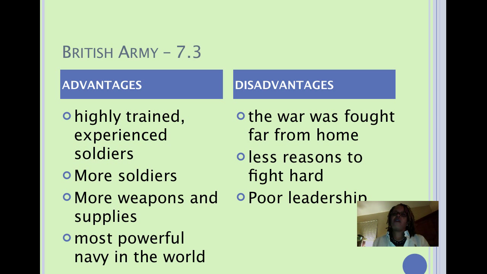Disadvantages. The war was fought far from home, so soldiers didn't necessarily feel that urgency because it wasn't happening in their backyard. There were fewer reasons to fight hard. The soldiers were like, well, we don't want to die. We'll fight hard enough not to die, but we don't really care about whether we lose the colonies or not. This was more King George's concern and maybe Parliament's concern, but the soldiers could care less. And then finally, they had poor leadership. Their leaders were not as strategic as George Washington and some of the other leaders in the Continental Army.